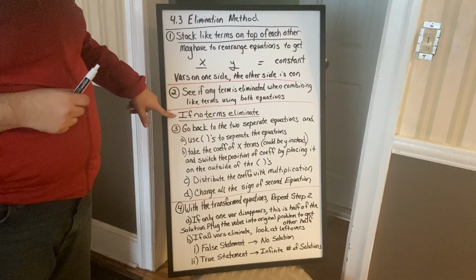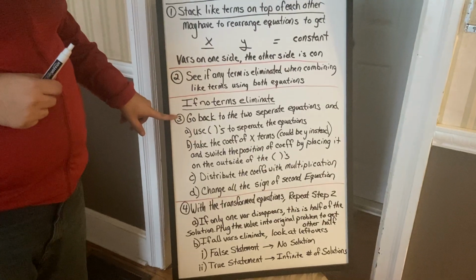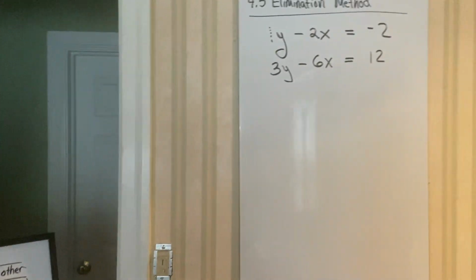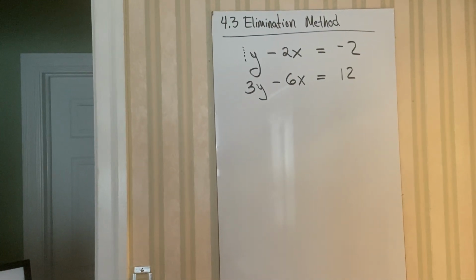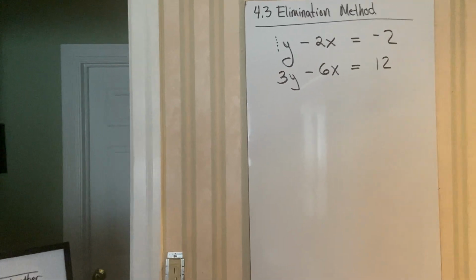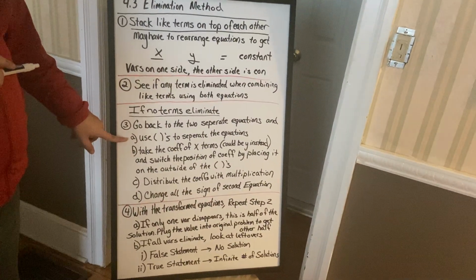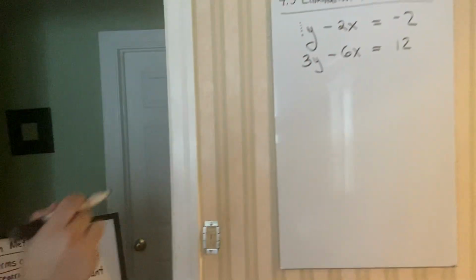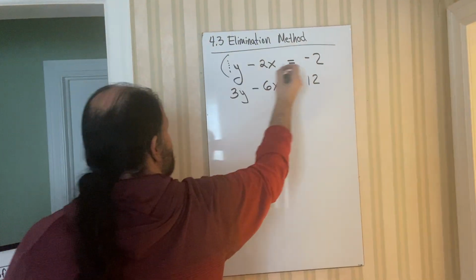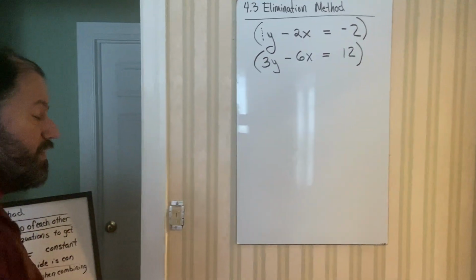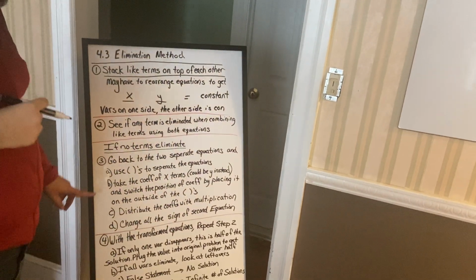So if no term eliminates, go back to the separate equations. Notice I erased the combined stuff of 4y, negative 8x, and 10. I erased that. I went back to the original. And what I'm going to do is I'm going to use parentheses to separate the equations. So notice I'll put parentheses around this equation and parentheses around this equation. You'll see the reason why I have those parentheses in a minute.